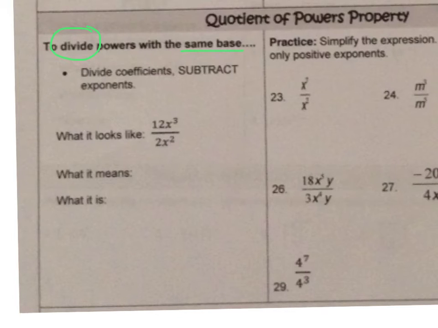What it looks like, we have 12x cubed divided by 2x squared. So what does it mean? Well, we have the coefficients that we divide, so 12 divided by 2. Remember, the numbers in front of the variables are your coefficients. Then we have 3 x's on top and 2 on bottom, because we have x cubed and x squared. We have one of the same thing on top and on bottom, so we can cancel those out. Another x on top, another x on bottom, so we cancel those out. So we're left with only one x.